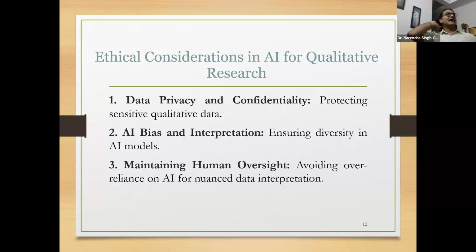So don't think that, okay, I am using NVivo or any particular tool, so I'll put the data in, and once I put the data, the analysis will be automatically done. No, it will not be done. It will be GIGO, garbage in, garbage out. Whatever you are feeding into it, it will definitely give some output. But is that output valuable? Is that output actually correct? You have to take care of that. So maintaining human oversight is very, very essential. Please do not over-rely on AI for any nuanced data interpretation. That is work that has to be done only and only by the researcher.